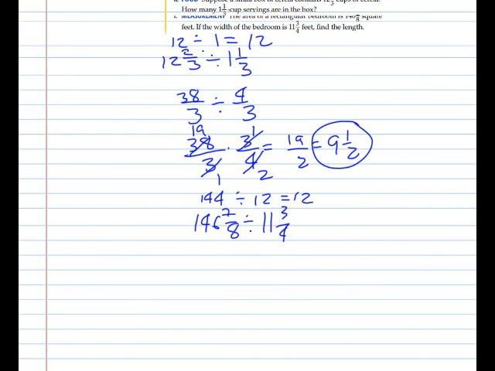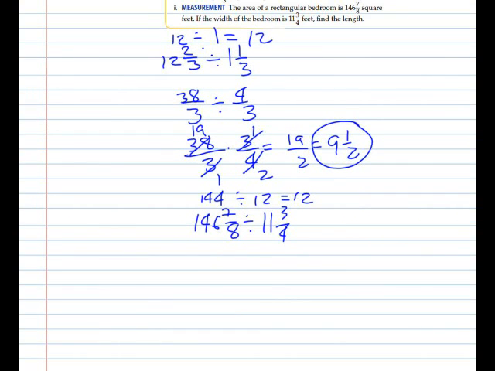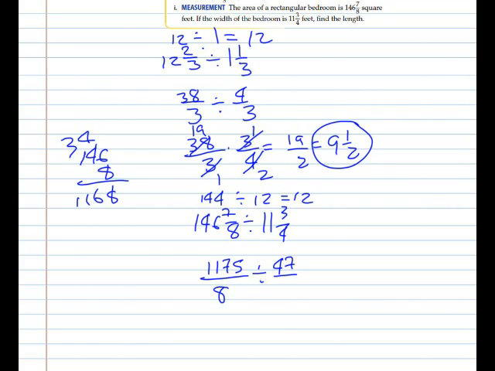Some tricky multiplication here. Let's see. I'm going to do 146 divided by 8. I'm not going to try and do it in my head. 32 and 4 is 36. 1168 plus the 7 is 1175 over 8 divided by 47 over 4. 1175 over 8 times 4 over 47. Simplify here and here gives me 1 and 2.